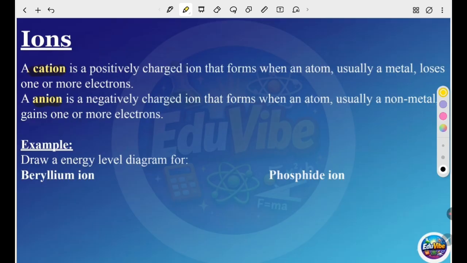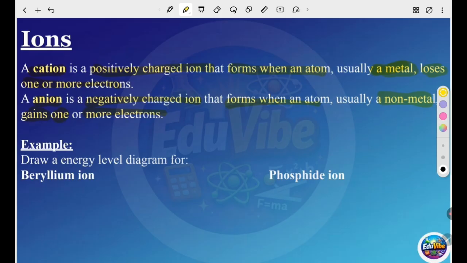So what are the cations? Cations are positively charged ions. They are usually metals. So metals usually form the positively charged ion, which is called the cation, and that forms when an atom, usually a metal, loses one or more electrons. But anions are negatively charged ions, and they form when an atom, which is usually a non-metal, gains one or more electrons. So we have an example again for this.